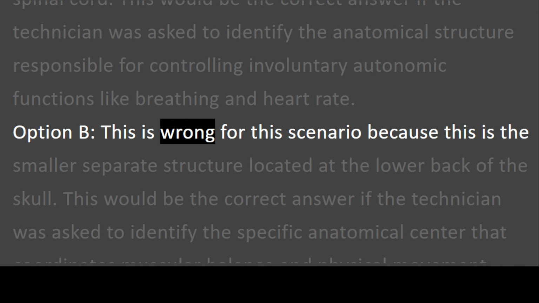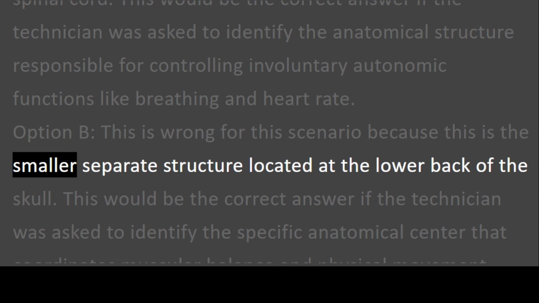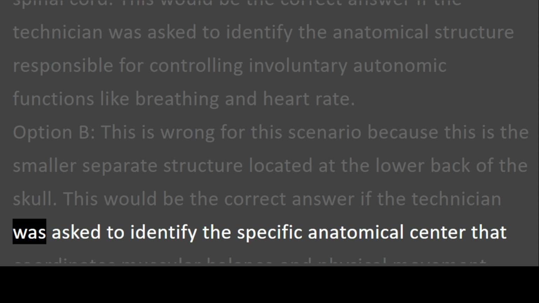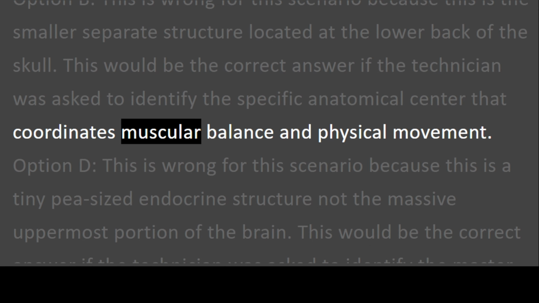Option B. This is wrong for this scenario because this is the smaller separate structure located at the lower back of the skull. This would be the correct answer if the technician was asked to identify the specific anatomical center that coordinates muscular balance and physical movement.